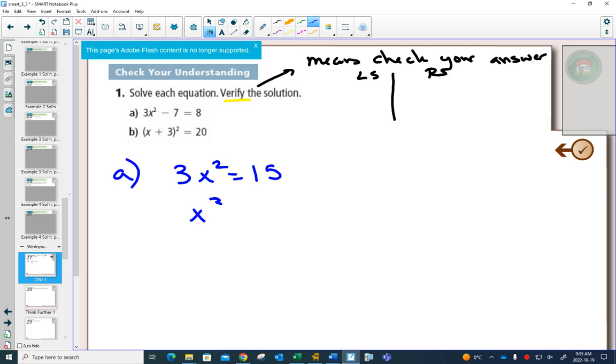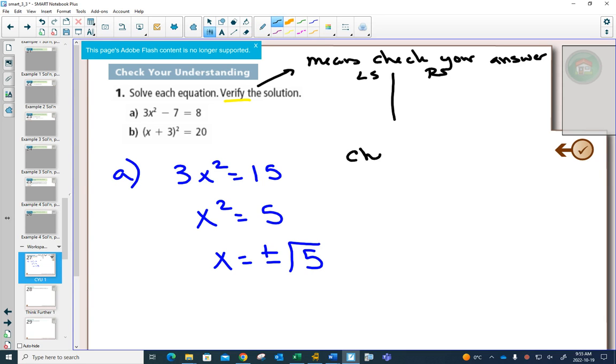I can divide both sides by 3. And whenever you square root both sides, you have to remember the plus or minus. Now to verify, we have to check each of these answers.